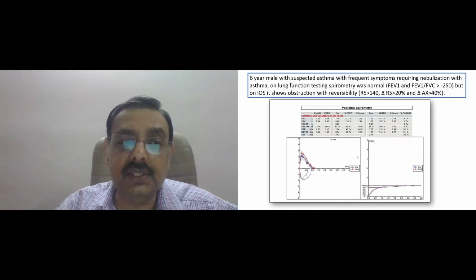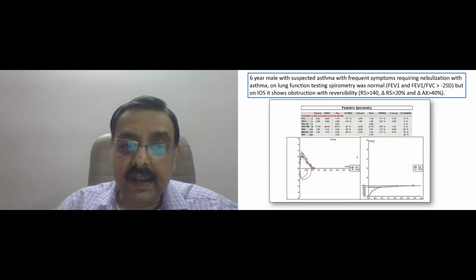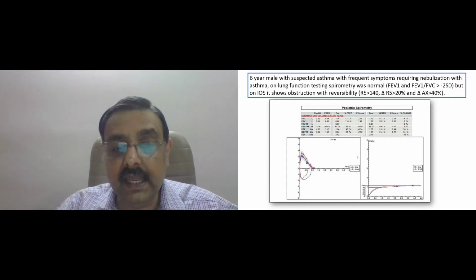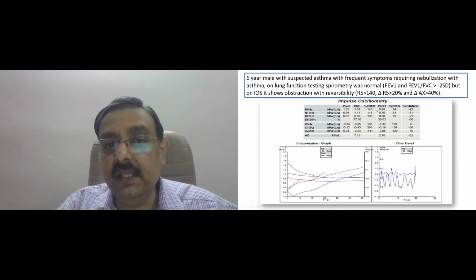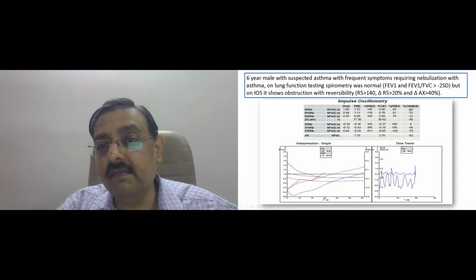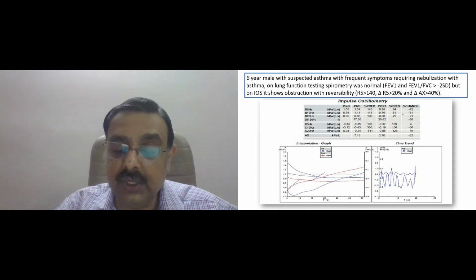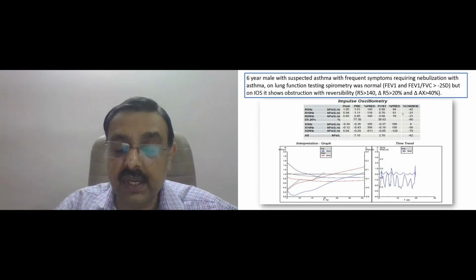Now, this is the third child, 6 years old. Frequent symptoms, nebulization, but lung functions are normal. So, what should I do? Right. So, the spirometries are absolutely normal. There is no reversibility as well. Now, if you do an oscillometry, you find that the R5s are raised and there is significant reversibility as well. So, there's a group of patients who actually have obstruction only on oscillometry, but not on spirometry, and that is what is classified as small airway disease.